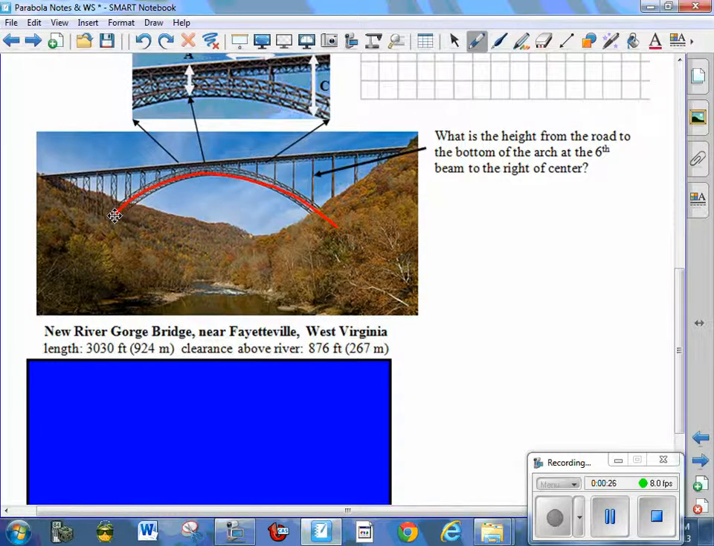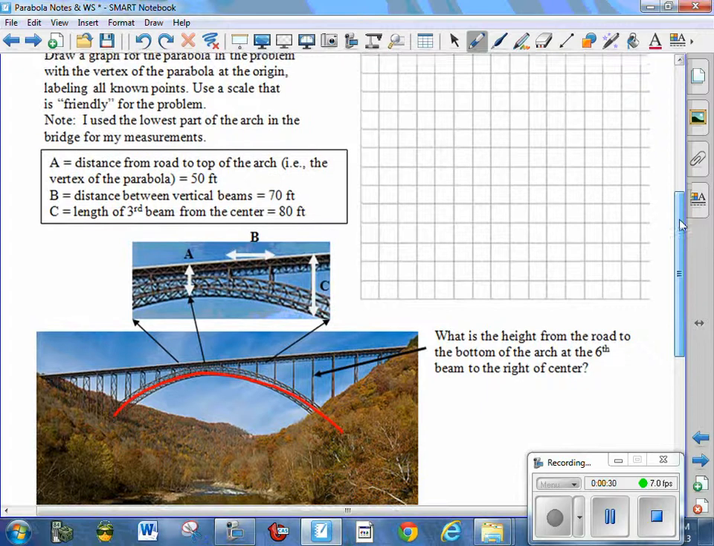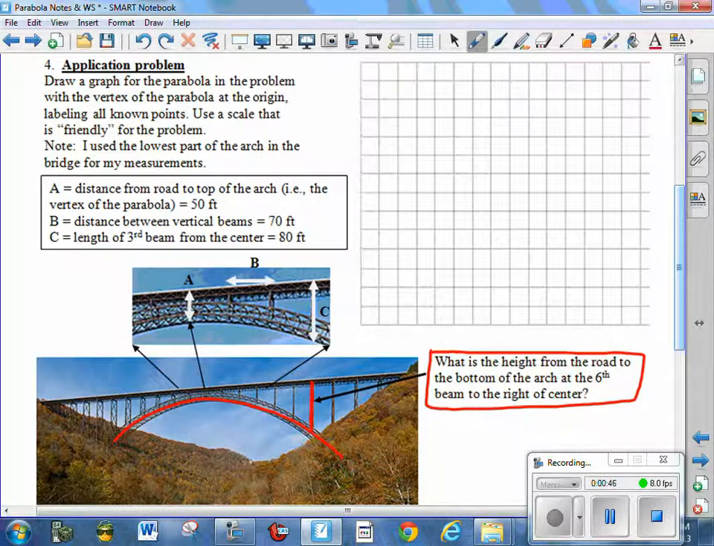So that's a parabola. We are going to look at some information about this bridge and use it to answer a question. The question we want to answer is this: What is the height of the road to the bottom of the arch at the sixth beam to the right of center? In other words, I want to know how long this beam is. If I were building a bridge, that would be a useful piece of information to know. I would want to know how long each of the beams are, and I would need to use some sort of mathematical relationship to figure that out.